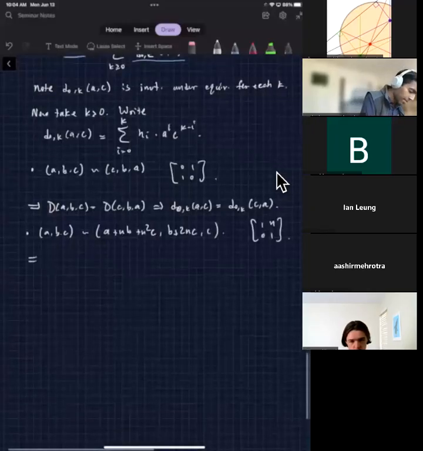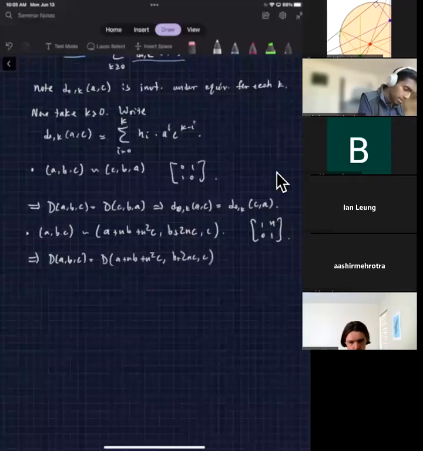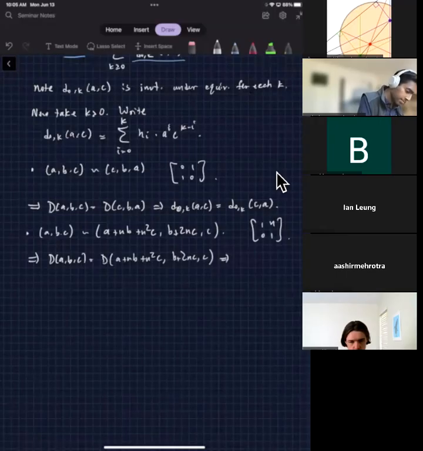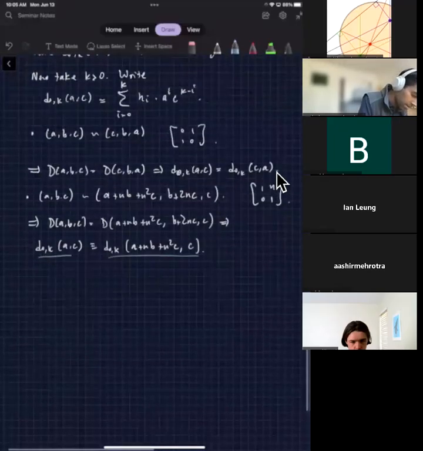Okay, so that equivalence implies that D(A, B, C) equals D(A + nB + n² C, B + 2nC, C). Then that, of course, implies that d naught k of (A, C) is congruent to d naught k of (A + nB + n² C, C). Okay, so now I want to study these two polynomials here.